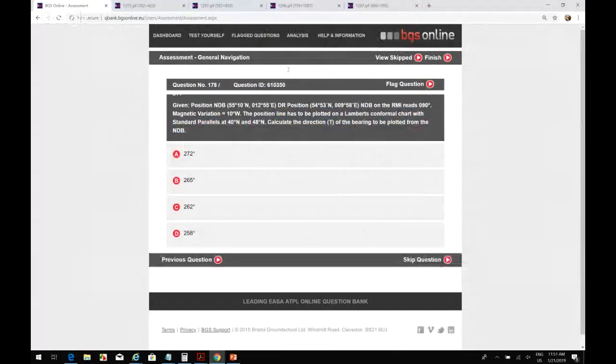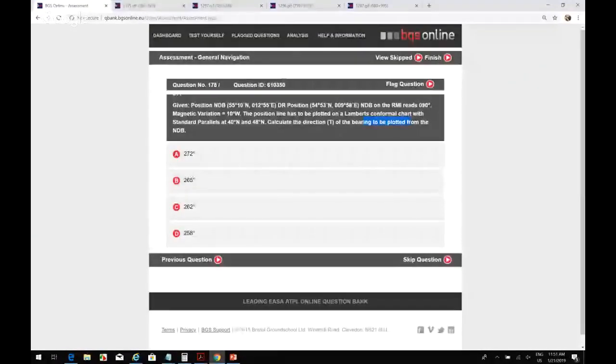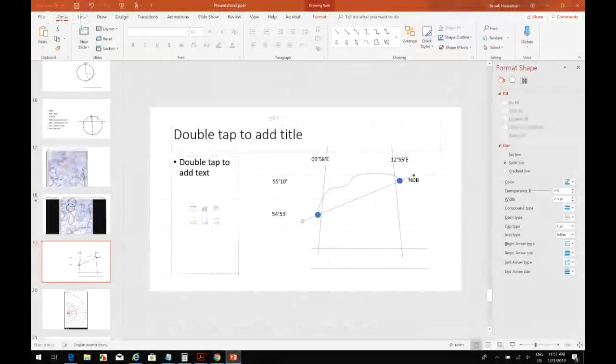It's 90 degrees, magnetic variation is 10. Okay. Variation west, magnetic best. So let's say true is 80. The reciprocal of 80 is 260. Okay, 260 from the NDB is going to be more than 260.